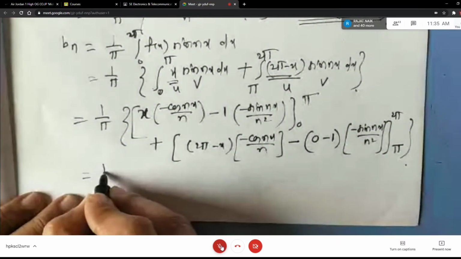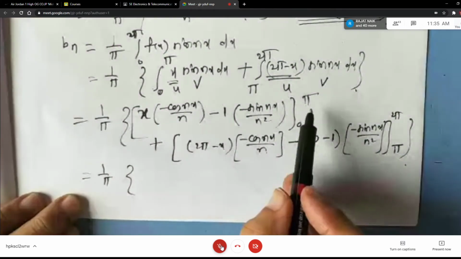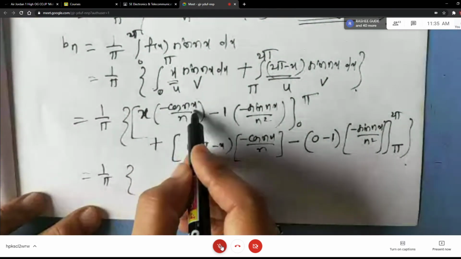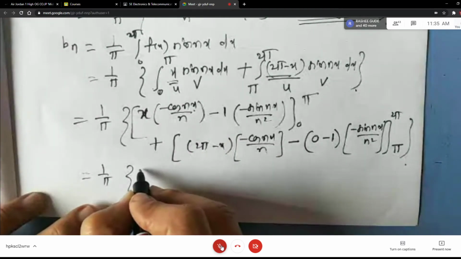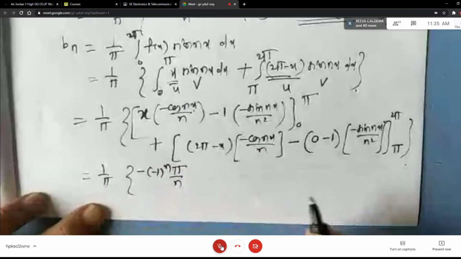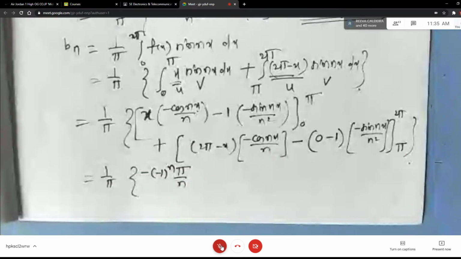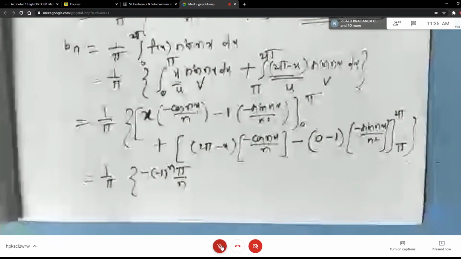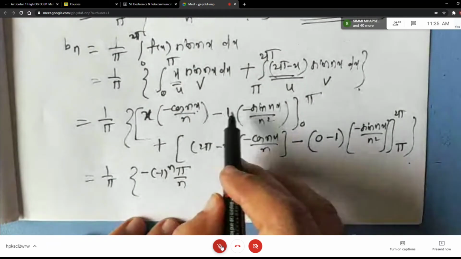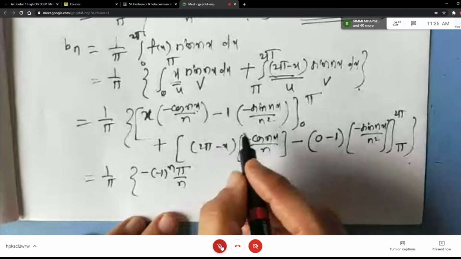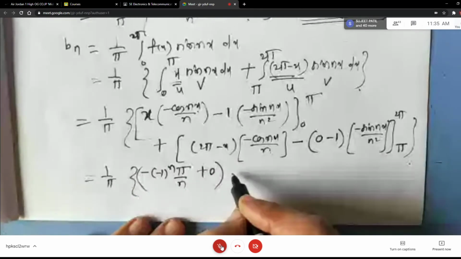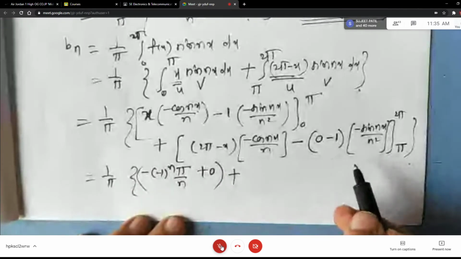Now see what you get, 1 by pi. Let us substitute the upper limit pi first. So it is cos of n pi, so it will be minus 1 raised to n, pi by n. Correct, no? Because cos of n pi is minus 1 raised to n. Then minus minus will become plus, but you know that sine of n pi is 0. So this term will become 0. Put the bracket plus. Now the second term.